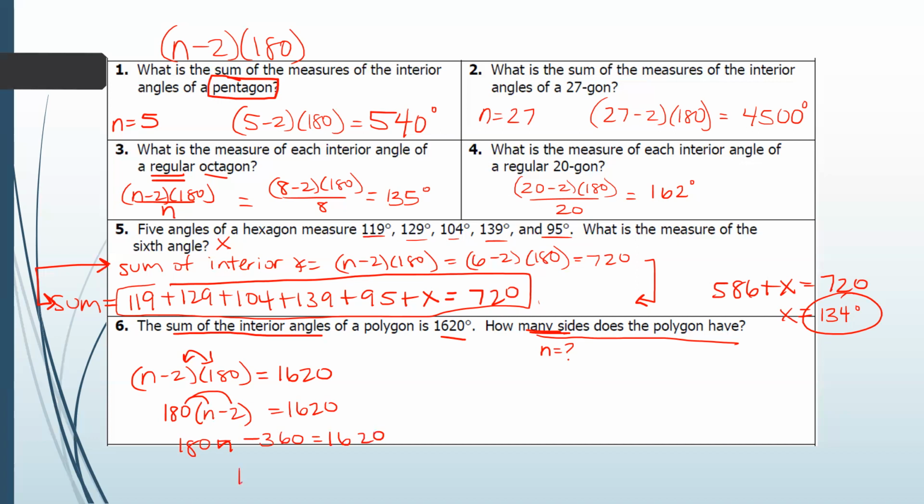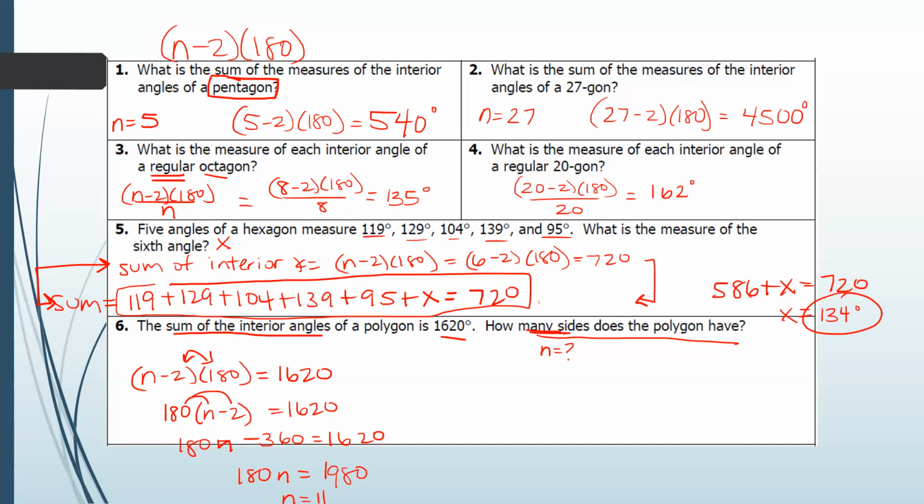I'm going to add 360 to both sides. 1,620 plus 360, 1,980, and then I'm going to divide both sides by 180. I get 11. So this is an 11-gon. If you want to know, an 11-gon is also called a hendecagon. It's kind of fun to say.